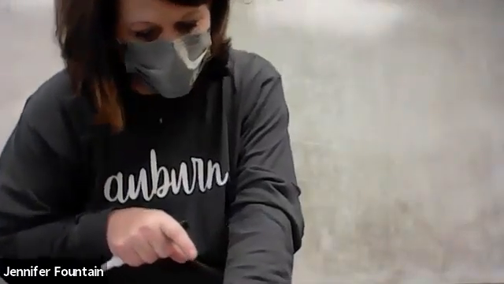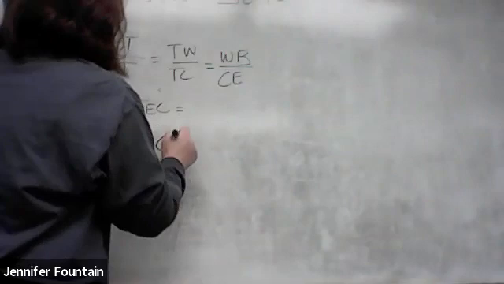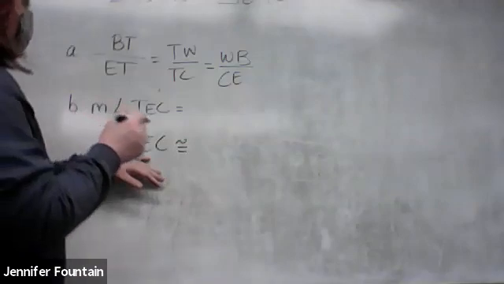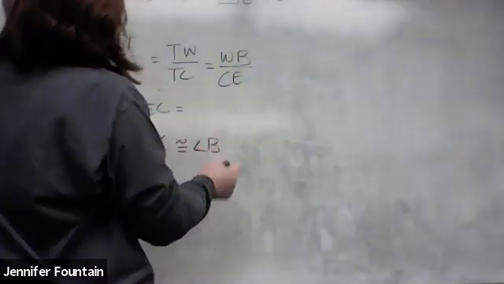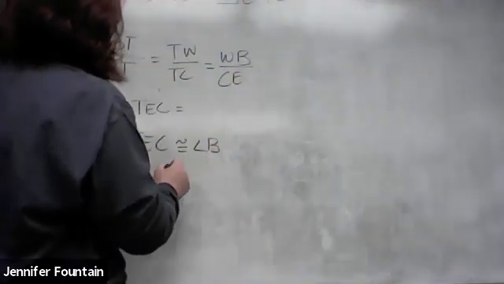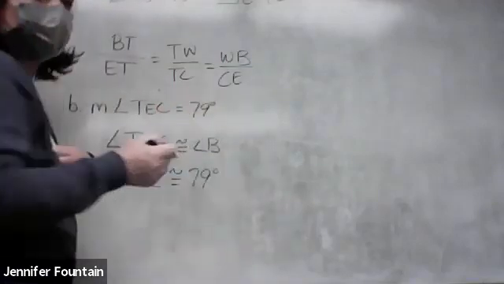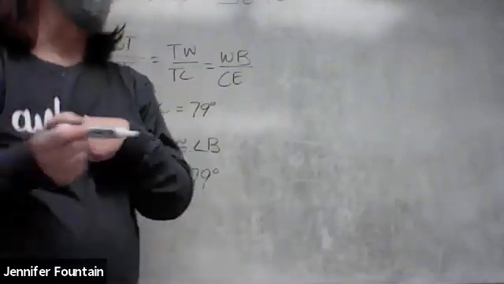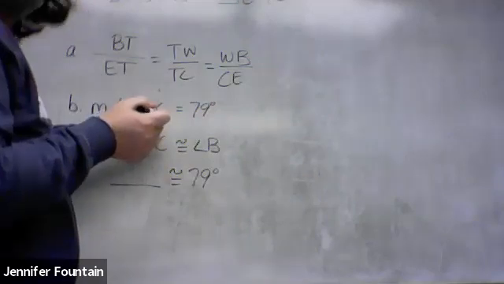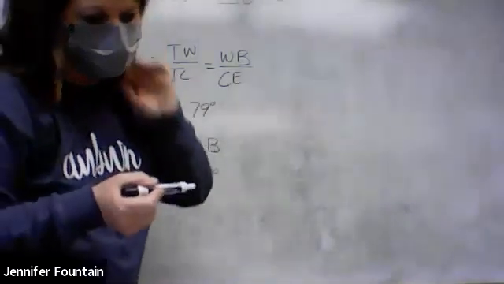Which angle corresponds with TEC? B. So TEC is congruent to what? B. Okay, to angle B. And what does angle B equal? 79. 79 degrees. Okay, so angle TEC is congruent to 79 degrees. So the measure of angle TEC is going to be 79 degrees. Is everybody good with how we did that? I had to look at my corresponding angles. In this one, I did not know the measure, but I did know the measure of angle B. So because they are congruent, then that's the measure.